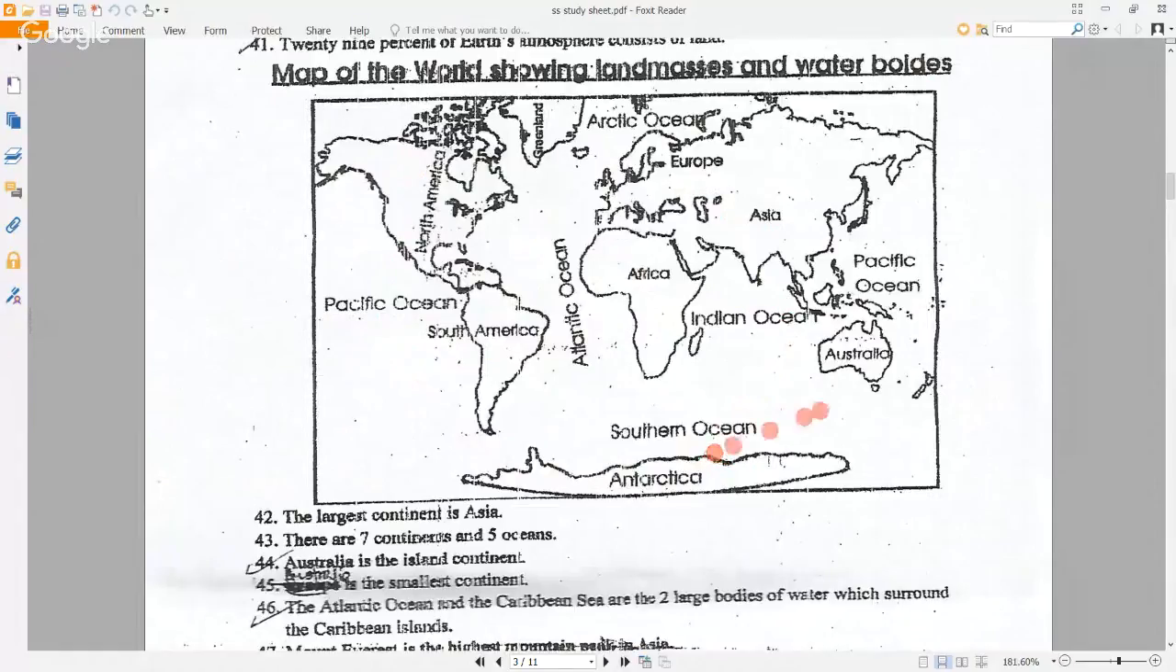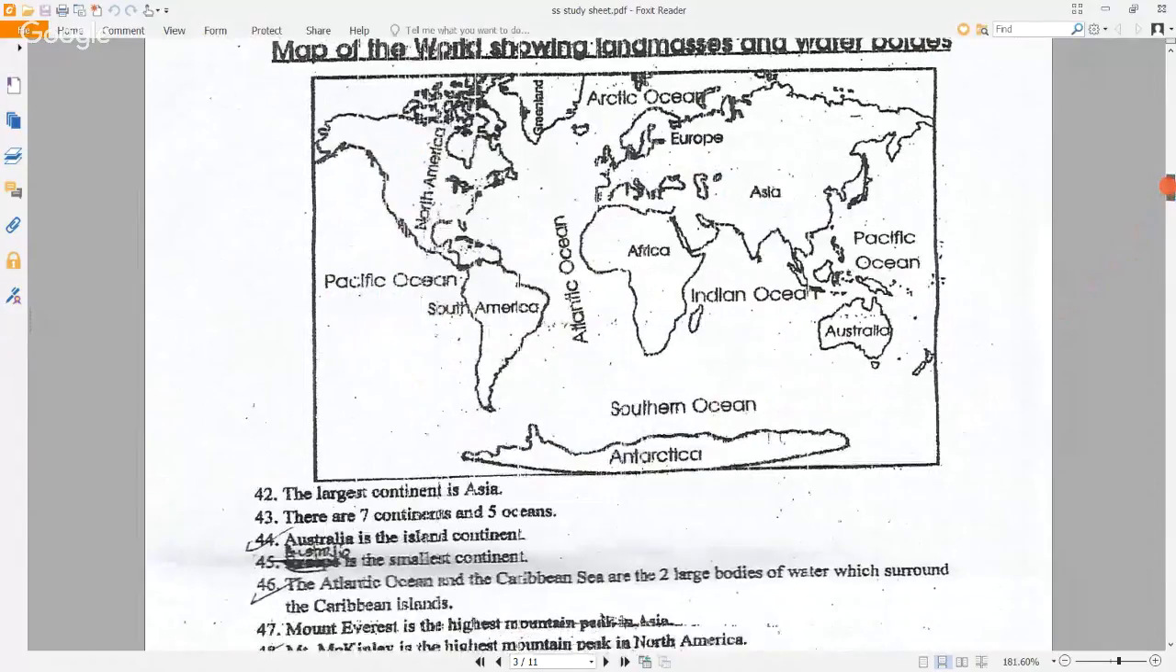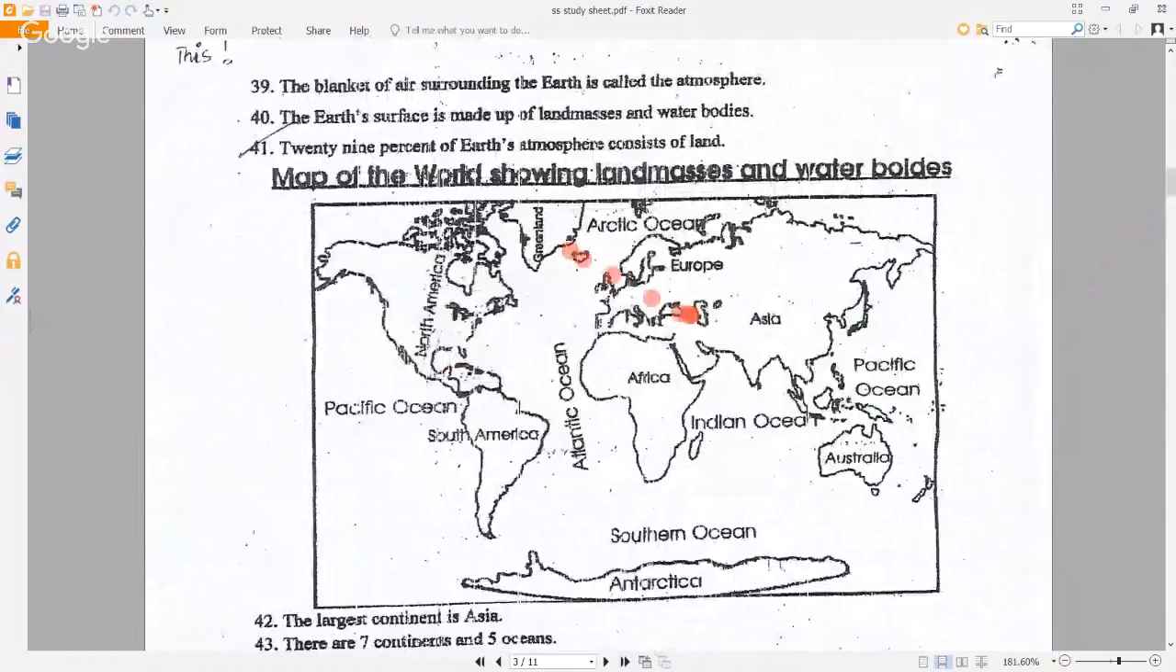All right. So let's see if we can point. Here we have Greenland. This little one here to the right of Africa would be Madagascar. And to the right of Australia, we would have New Zealand. Okay. All right.